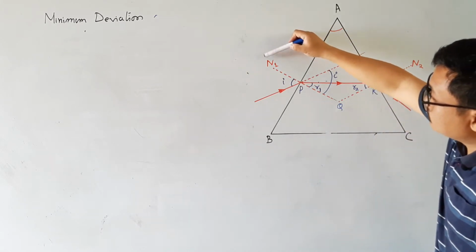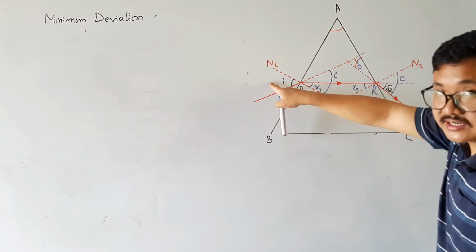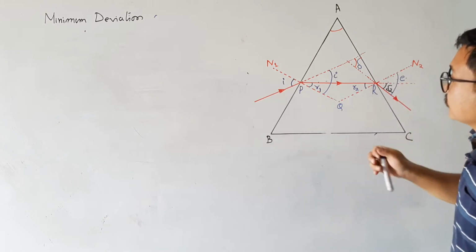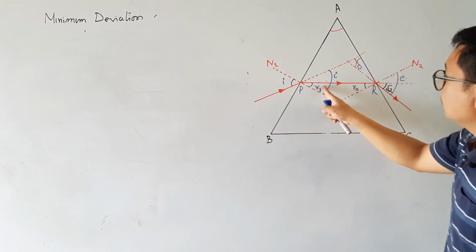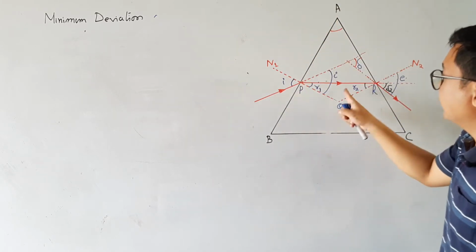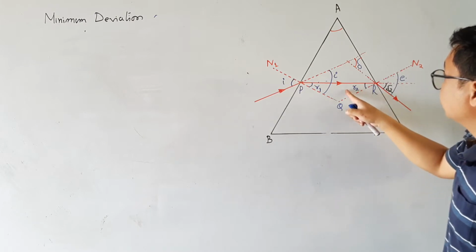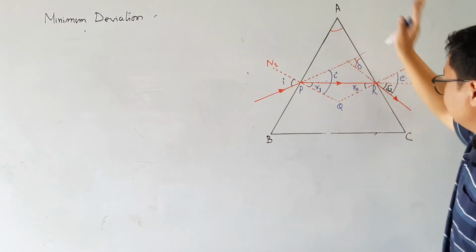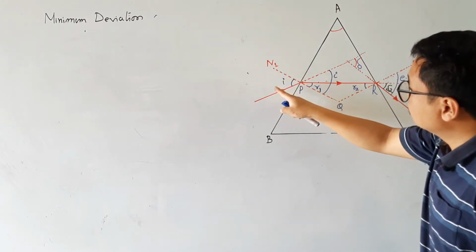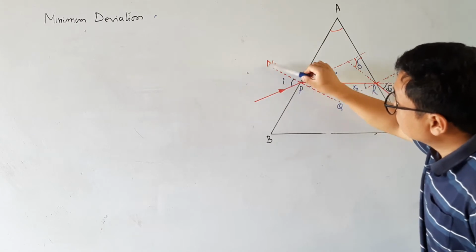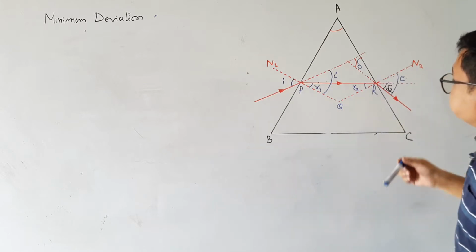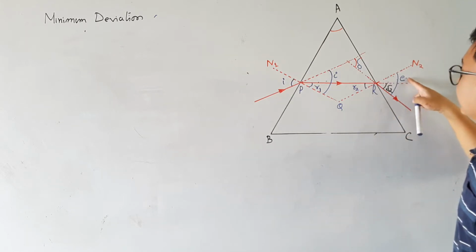So the angle between this normal and this incident ray is the angle of incidence, and the angle between this normal and this emergent ray is the emergent angle. So what are R1 and R2? R1 is the angle of refraction at AB, and R2 is again the angle of refraction at AC. It is also clear that this angle should be equal to this angle, which is angle I, and this angle is the angle of emergence.